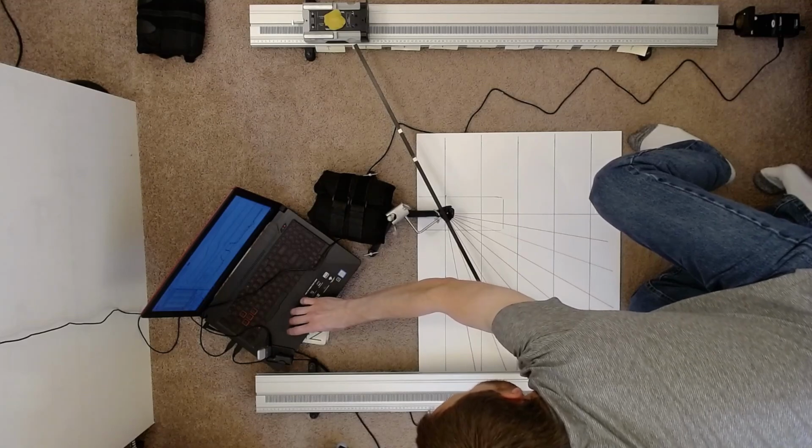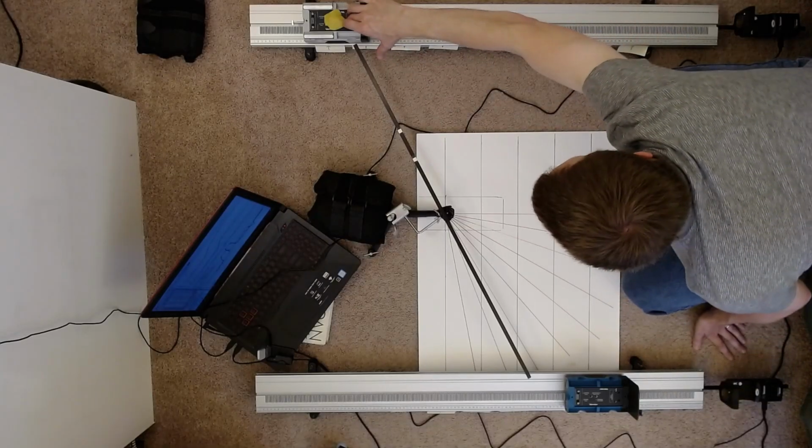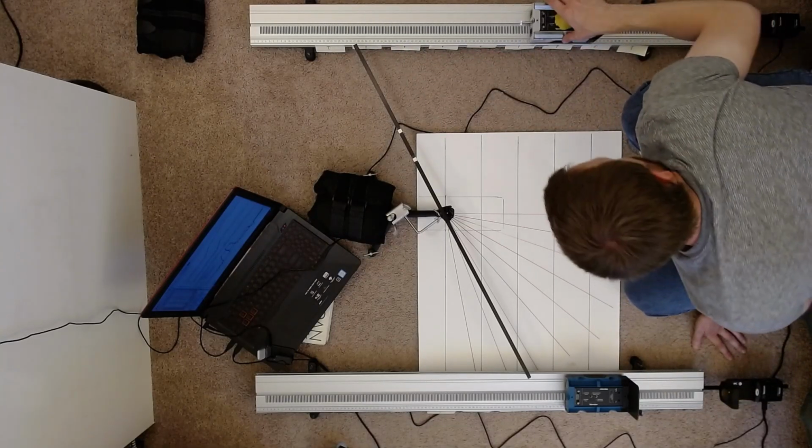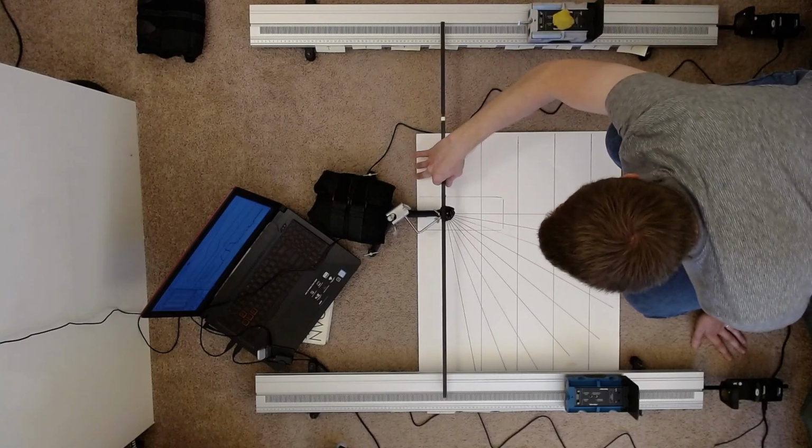Okay, so for this first trial, velocity 1 is 0.500 meters per second. And afterwards, the velocity of cart 1 is 0.18 meters per second. Velocity 2 is 0.587 meters per second. So that is trial 1 for twice the mass at equal distance in the elastic case.